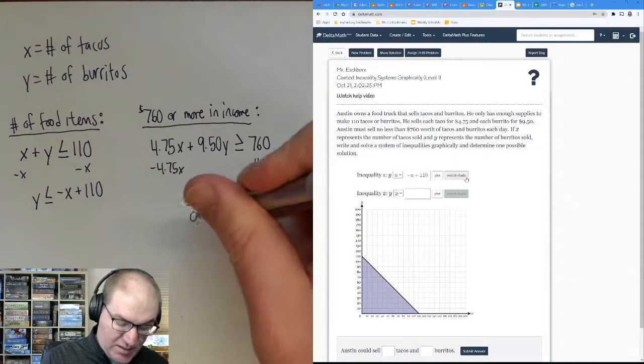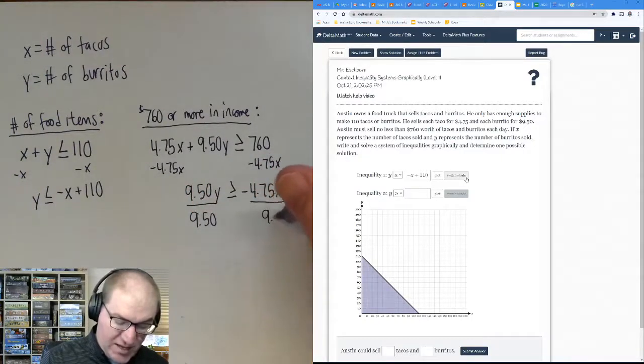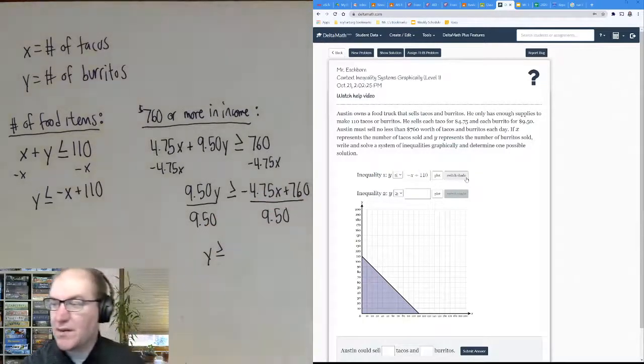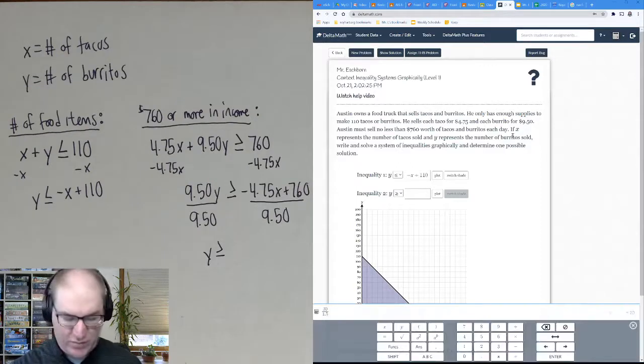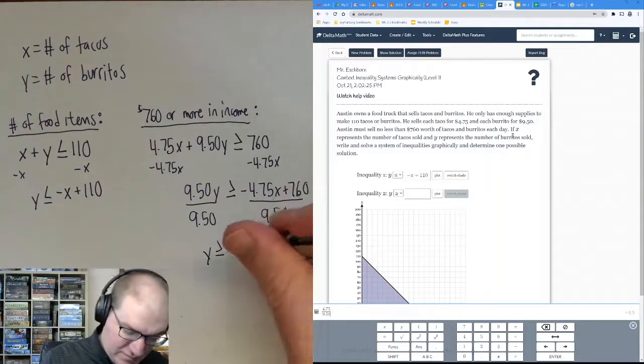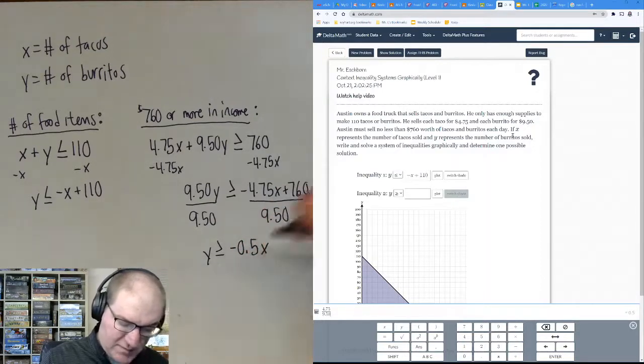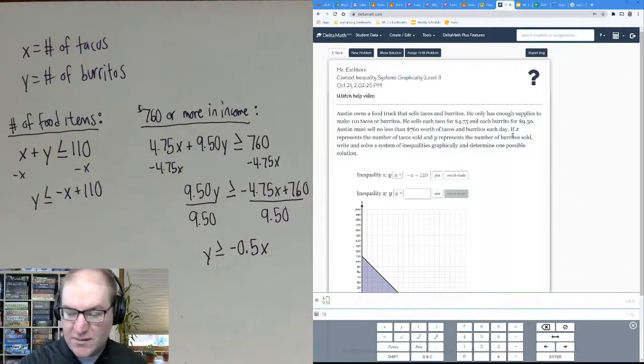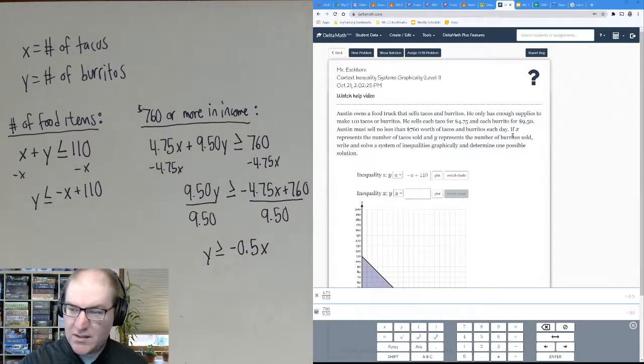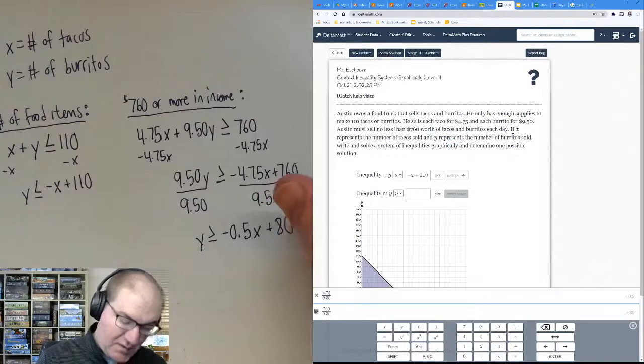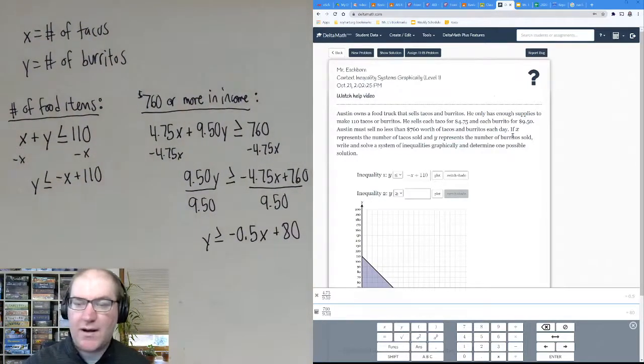And let's divide everything by 9.50. I'm going to emphasize everything: make sure both of these things get divided. So let me open up the calculator here. 4.75 divided by 9.50. Yeah, that's a half. So negative 0.5x. And 760 divided by 9.5 is 80. So there's our inequality for the second one. y is greater than or equal to negative 0.5x plus 80.